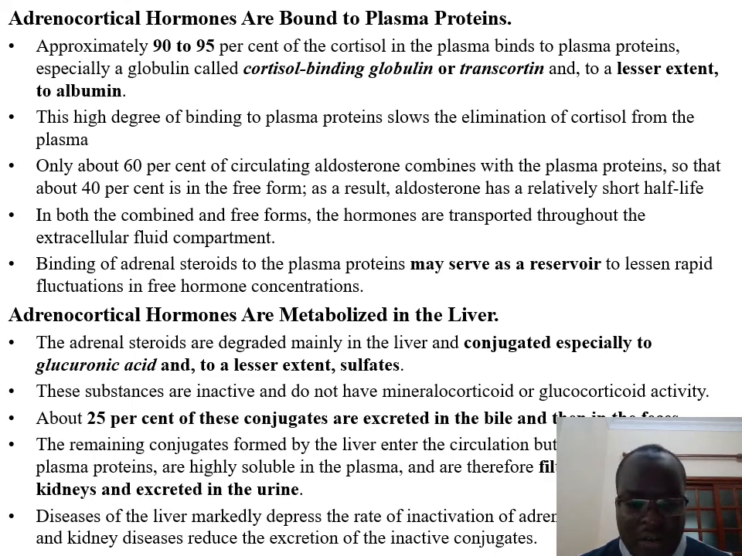Diseases of the liver markedly depress the rate of inactivation of adrenal hormones, and kidney disease reduces the excretion of inactive conjugates. What I mean here is that if you have any disease that is affecting the liver, then there will be less conjugation of these hormones. The excretion of these hormones will be affected, and to some extent excretion in the kidney will also be affected, because the kidney can only excrete conjugated steroid hormones.